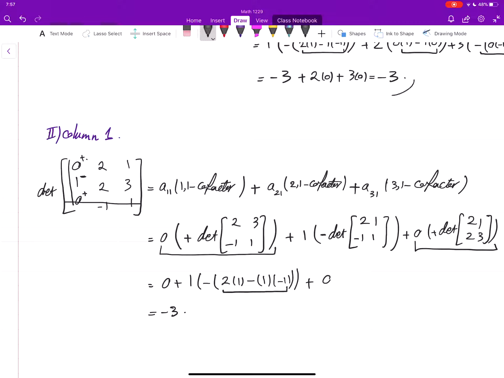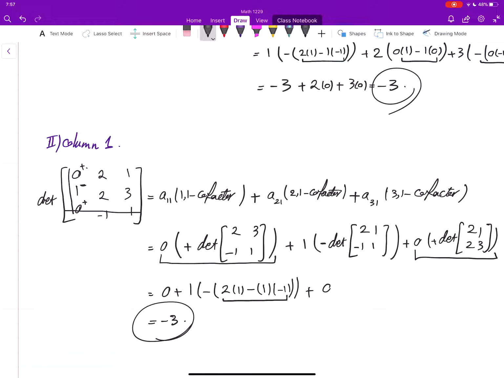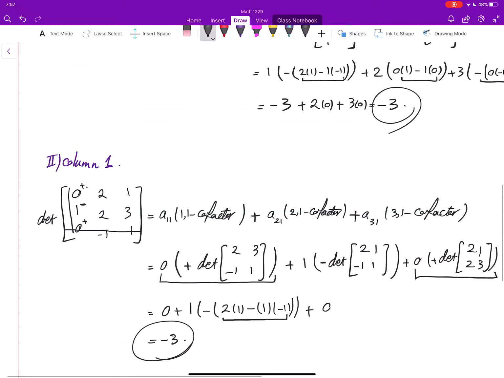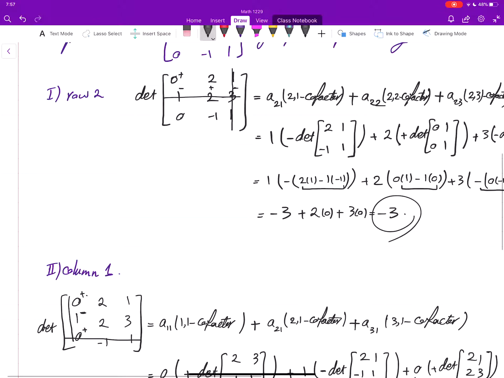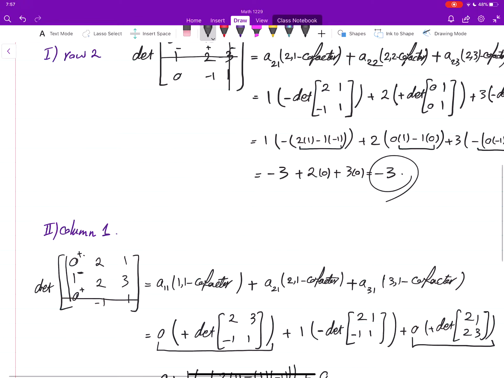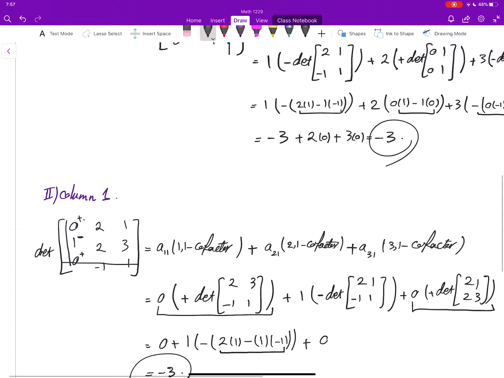And as you can see, it doesn't matter expanding along which row or column. At least here we checked for column 1 and row 2 of this matrix. Doesn't matter. You choose any row, any column, and you expand along that row or column. But as you can see, comparing these two expansions, in the second one, I did less computations compared to the first one. Why was that? Why is it that I needed less computation?